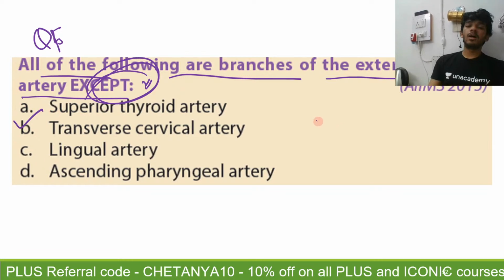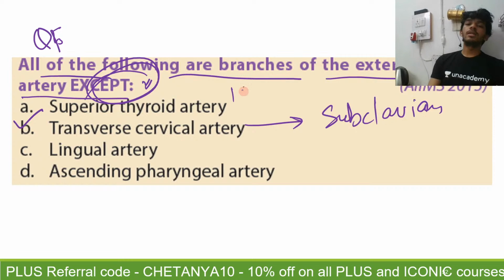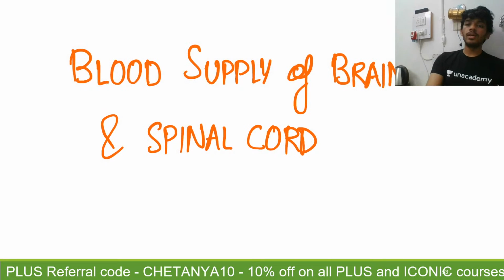Transverse cervical artery is a branch from the subclavian artery. It is a branch of the thyrocervical trunk. Superior thyroid artery is the first branch of the external carotid artery. Lingual artery is between the superior thyroid and the facial artery. Ascending pharyngeal is the only medial branch. Now we are done with that.